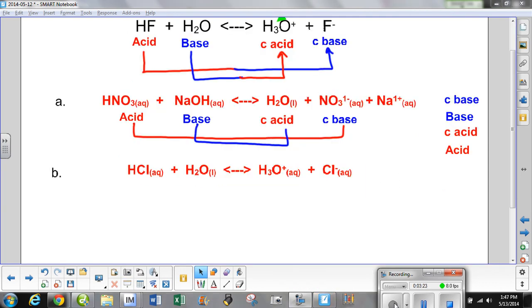The question is, how did I know the water was the conjugate acid and not the Na? Okay, the acid is the guy with the H out front. Now, when this guy loses the hydrogen, he is going to become the C base. So it's NO3. NO3 has to be the C base.